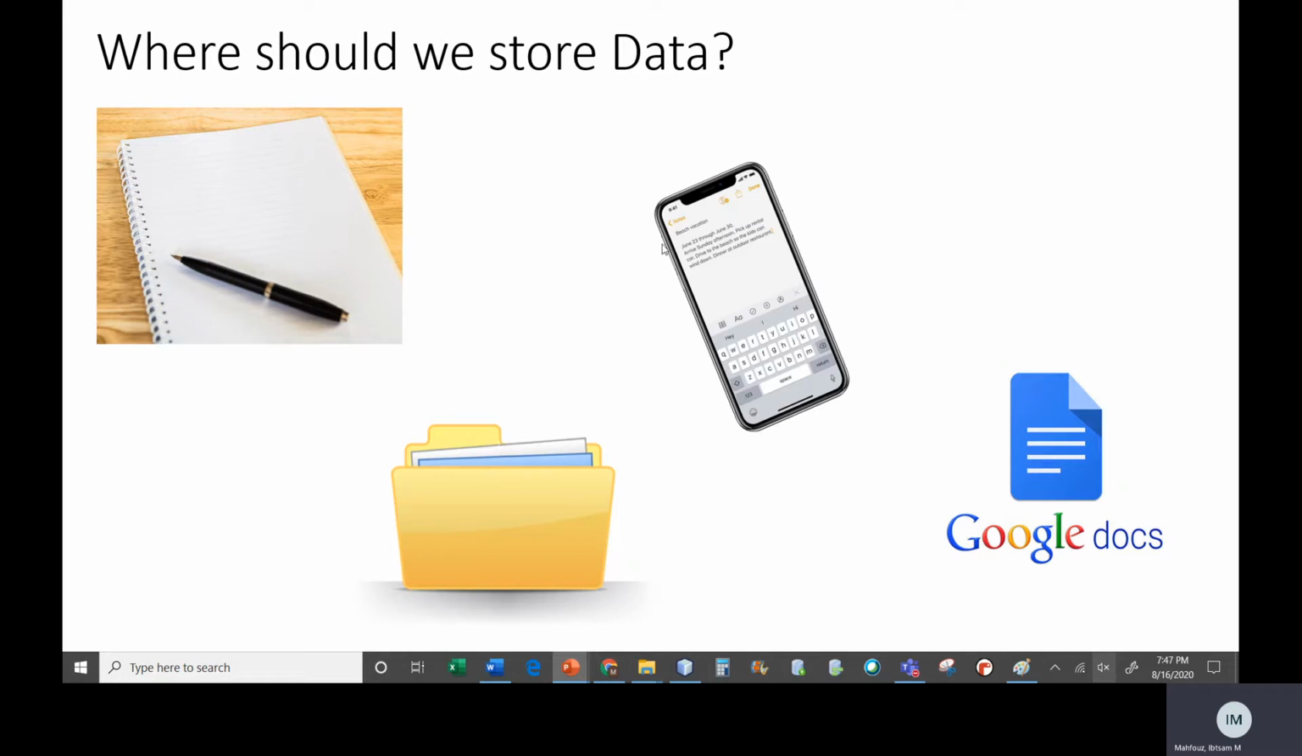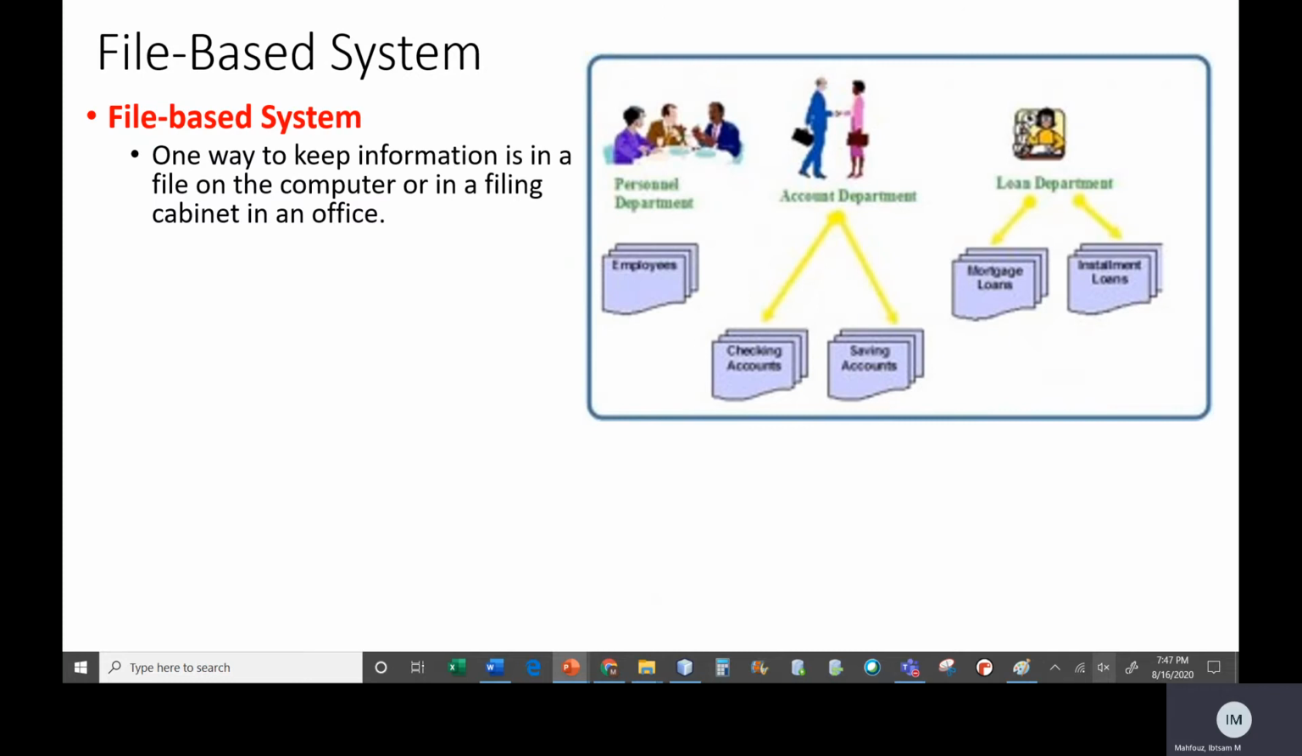Now with technology and advancement, we might use a phone or a Google Doc. These are some ways that we can store data, and I'm sure you can think of other ways too. So when you're writing information in a notebook, putting it in a file cabinet, or even on your phone or a Google Doc, this is called a file-based system.